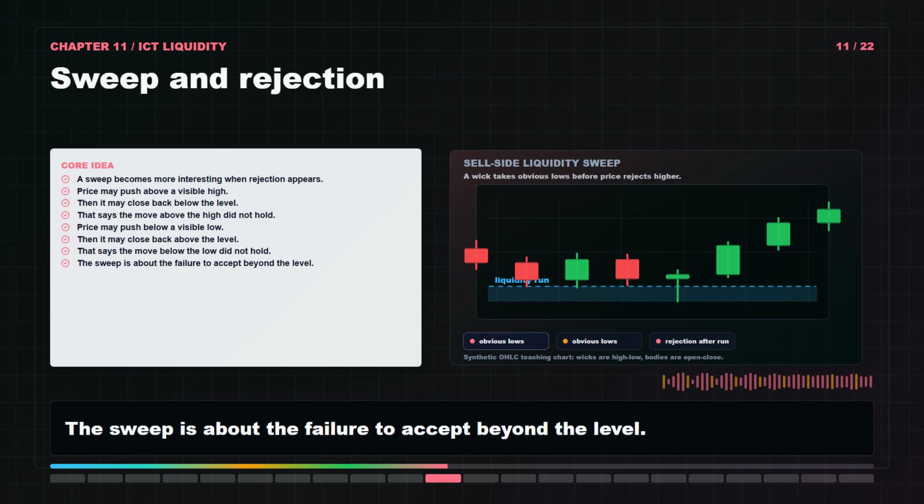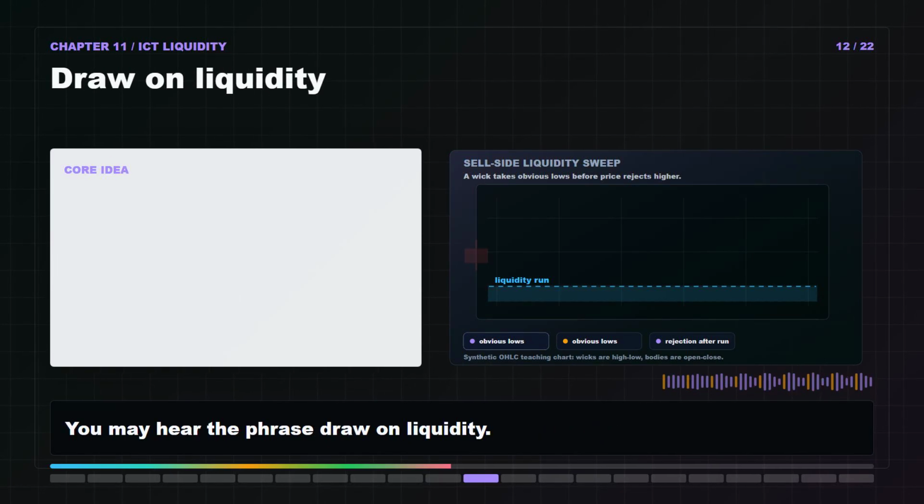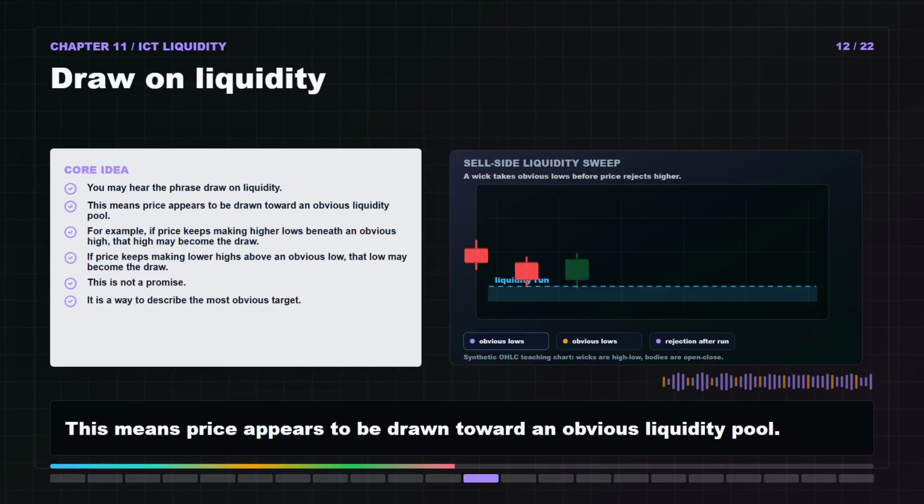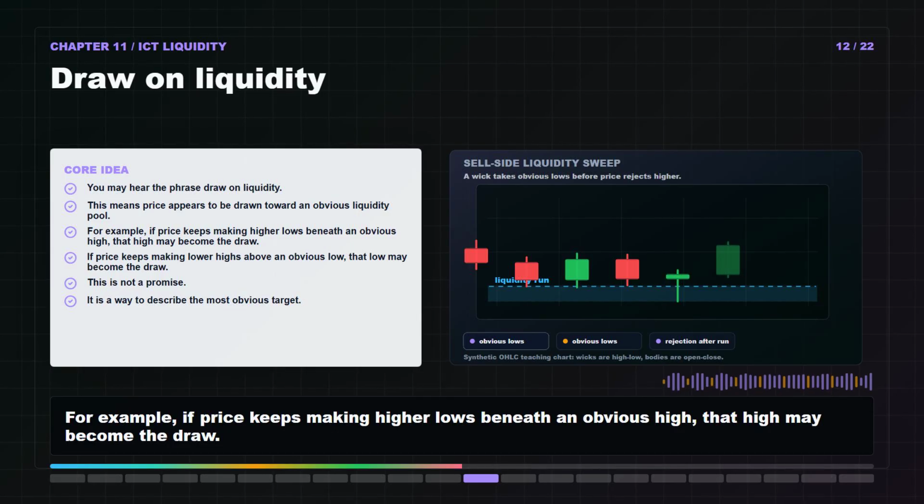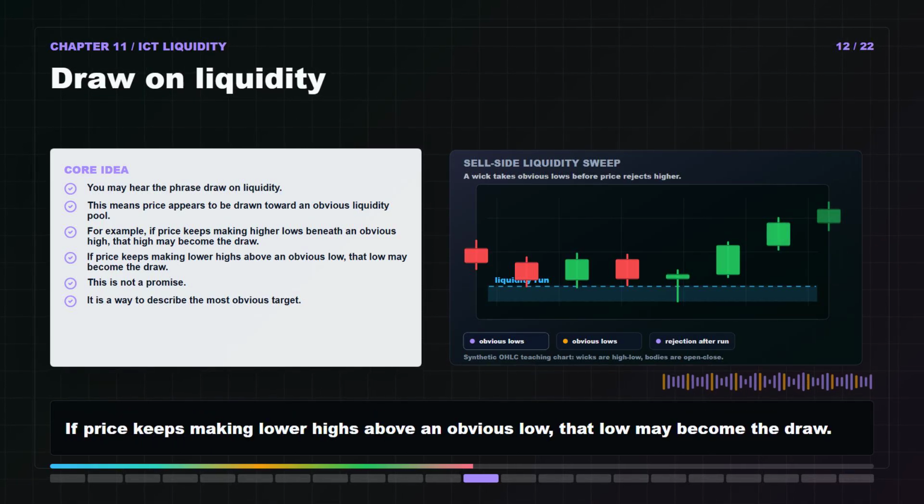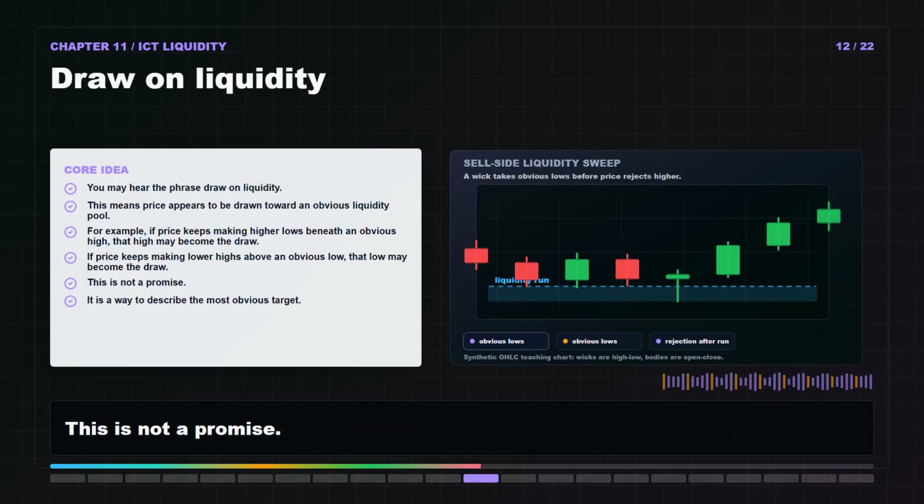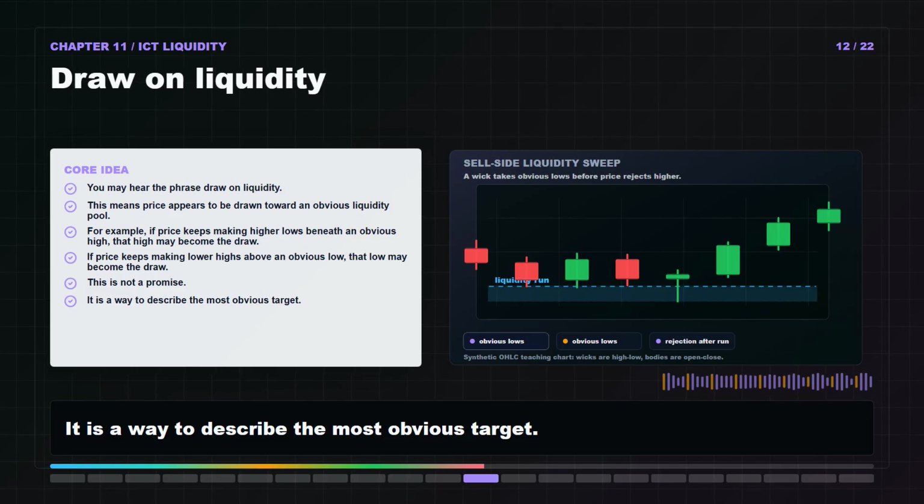The sweep is about the failure to accept beyond the level. You may hear the phrase draw on liquidity. This means price appears to be drawn toward an obvious liquidity pool. For example, if price keeps making higher lows beneath an obvious high, that high may become the draw. If price keeps making lower highs above an obvious low, that low may become the draw. This is not a promise. It is a way to describe the most obvious target.